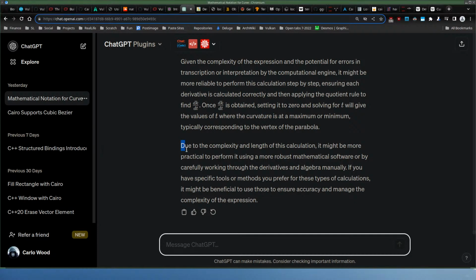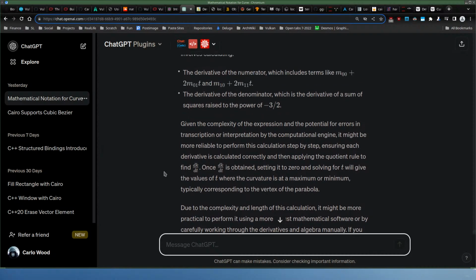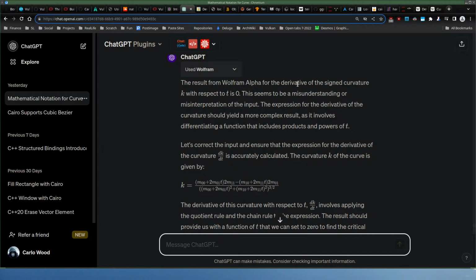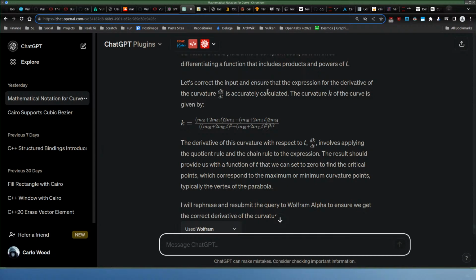Wow. This is a new. It's kind of admitting that it can't do it here. Might be more practical to perform it using a more robust mathematical software. Yeah, but I don't have that. Anyway, what did it say? Yes, it gave up. Stop asking me these difficult questions. But then in a polite way.